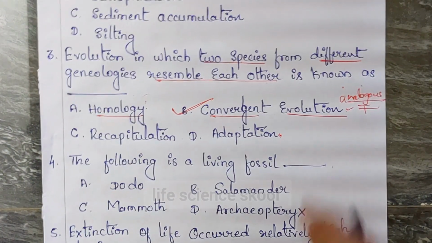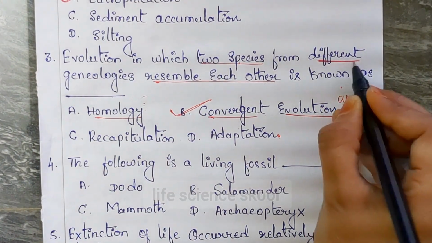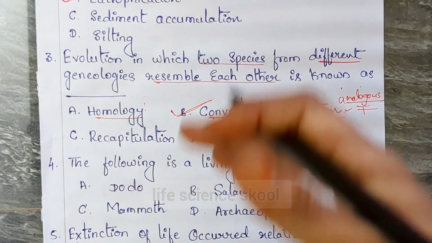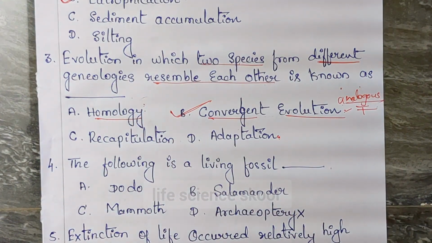Convergent evolution is the correct answer because from different genealogies means different ancestors. They don't have a common ancestor. They have different ancestors.